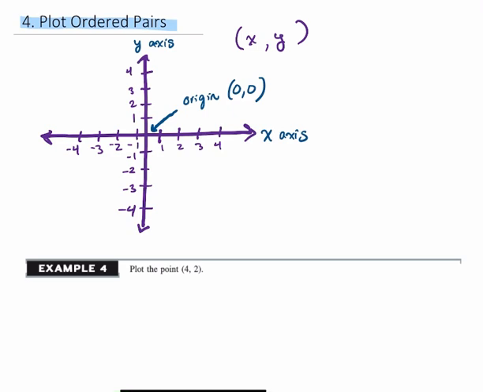So a coordinate point, or an ordered pair, we can view as specific directions on where to go on the x-axis horizontally, and then where to go vertically in terms of the y-axis. So we'll get some practice plotting this. Overall, this is called the Cartesian coordinate system.